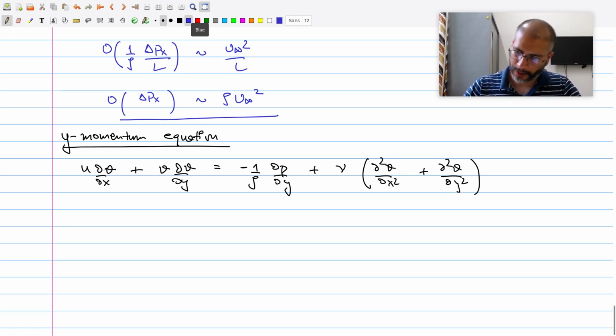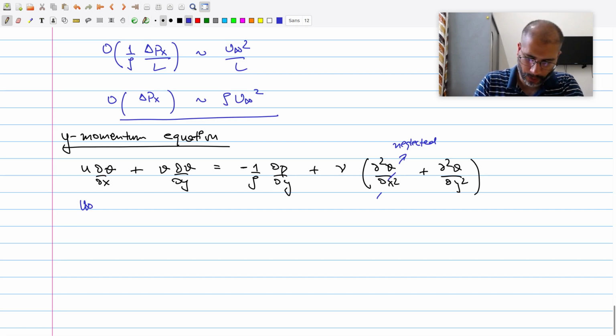Right. So again, by the idea of the derivatives in the y direction being much higher than in the x direction, this term can be neglected. Now let's write the orders of the other terms. In the first term, the order of u is u infinity, and the order of v is what we found out as u delta upon L, and the order of delta x is L, so this becomes times 1 by L.